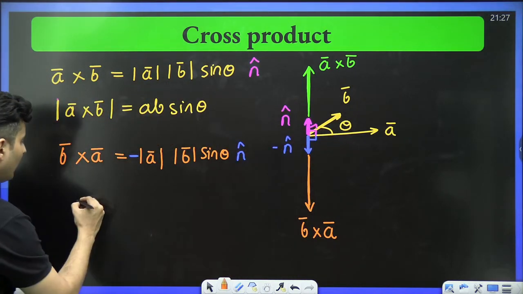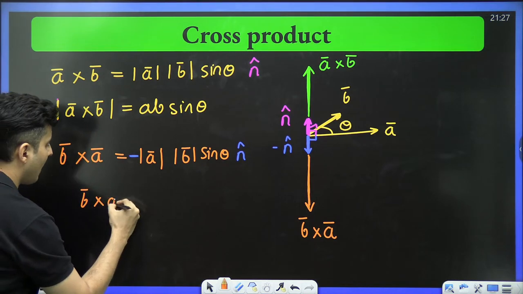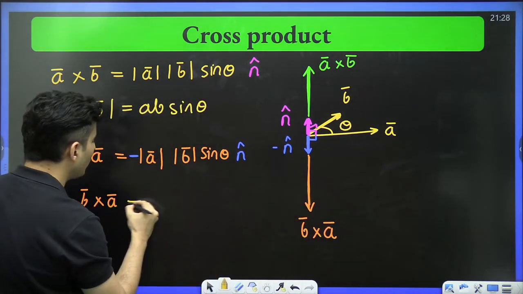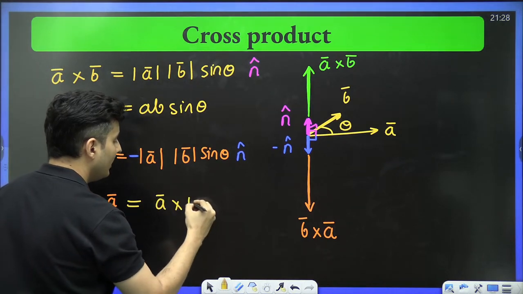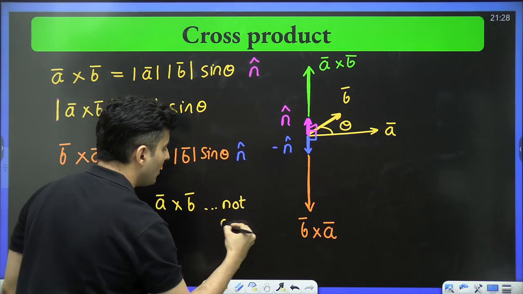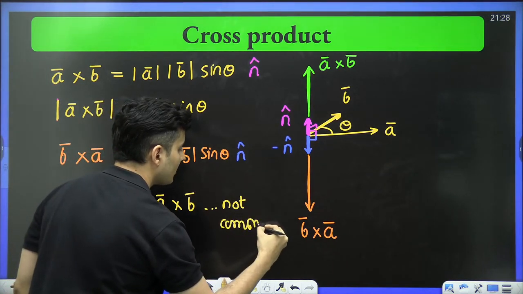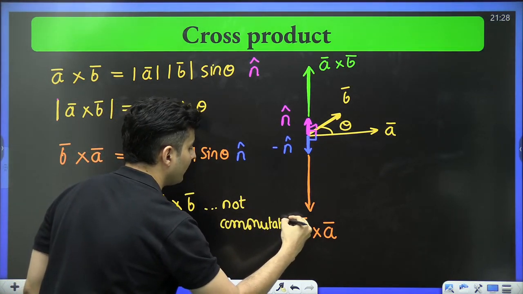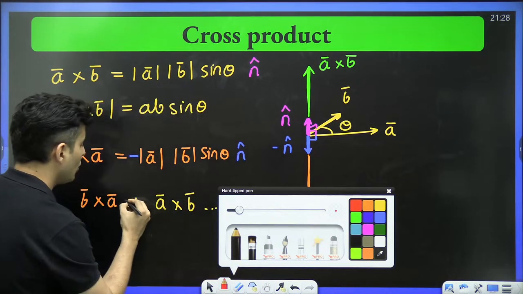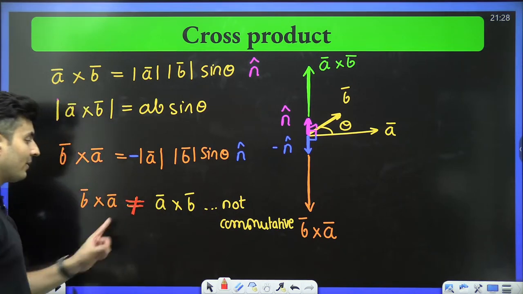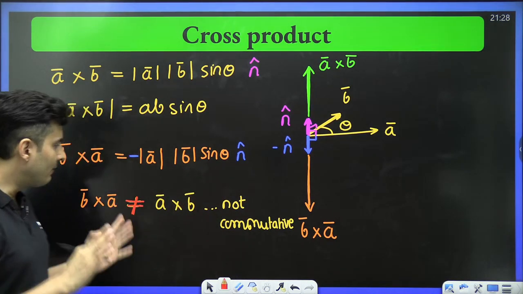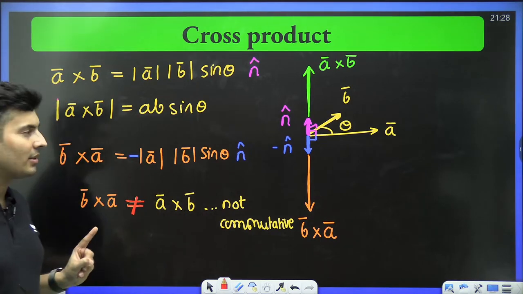Can I then say B cross A is equal to A cross B? Definitely not. That means it is not commutative. Definitely it is not commutative. Definitely you can see it is not equal to. Big fat no. Everybody with me, but they are opposite to each other.